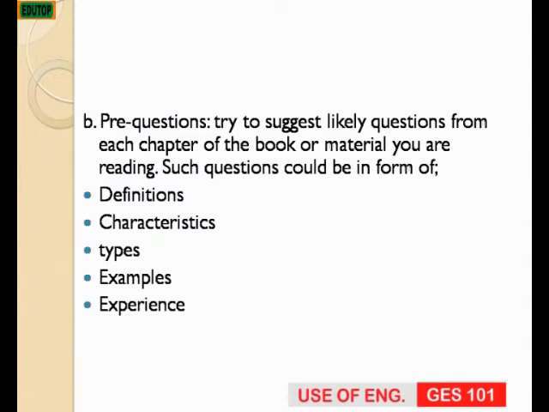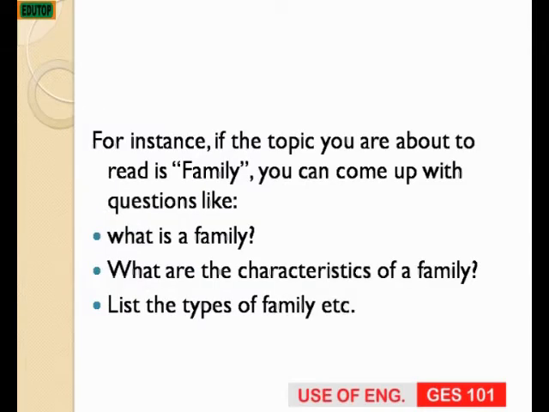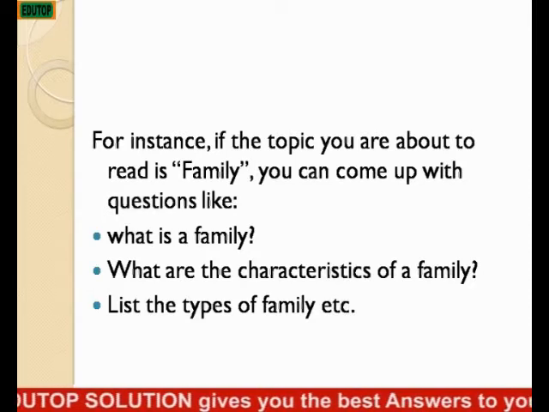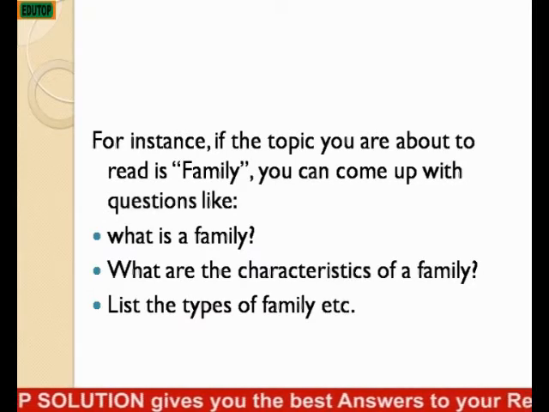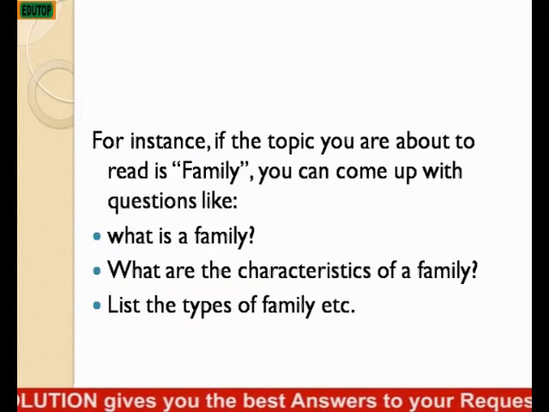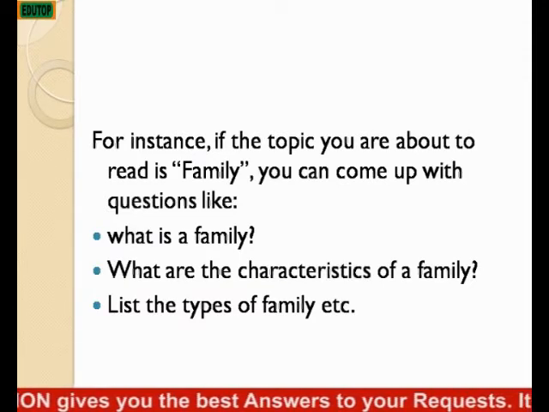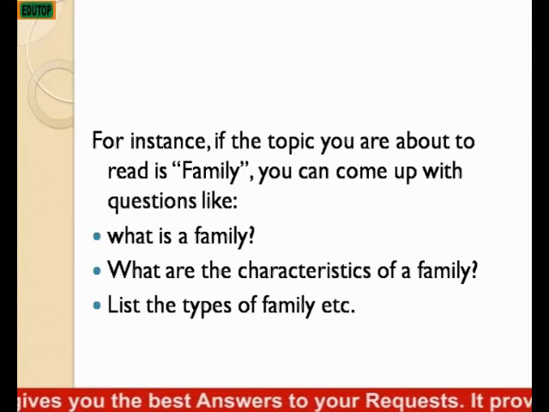The second one is pre-questions. Try to come up with questions about the headings and sub-headings. You can come up with questions like questions on the definitions, characteristics, types, examples, and experiences. For instance, if the topic you are reading is family, you can come up with questions like what is a family, what are the characteristics of a family, list the types of family, and so on. So you can generate questions before you even start reading the text.